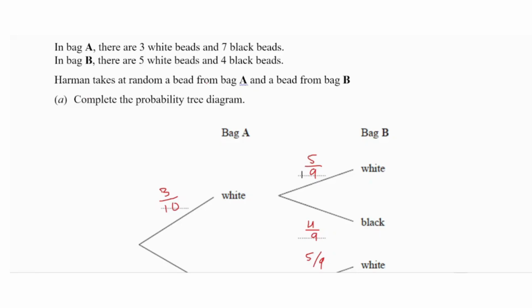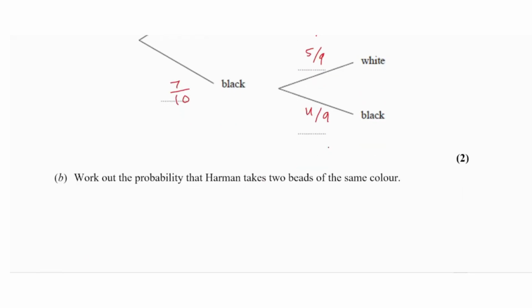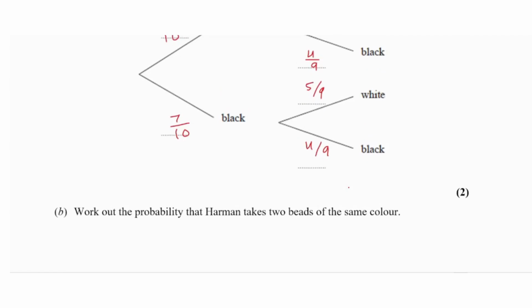And Herman takes at random a bead from bag A and a bead from bag B. We have completed the probability tree diagram, and it has 2 marks on it. Okay, so you can easily get 2 marks if you complete this probability tree. And what they're asking in the next part says, work out the probability that Herman takes 2 beads of the same color.